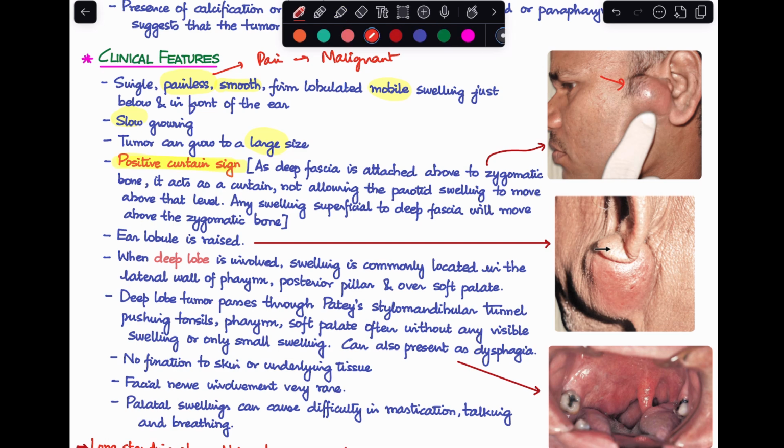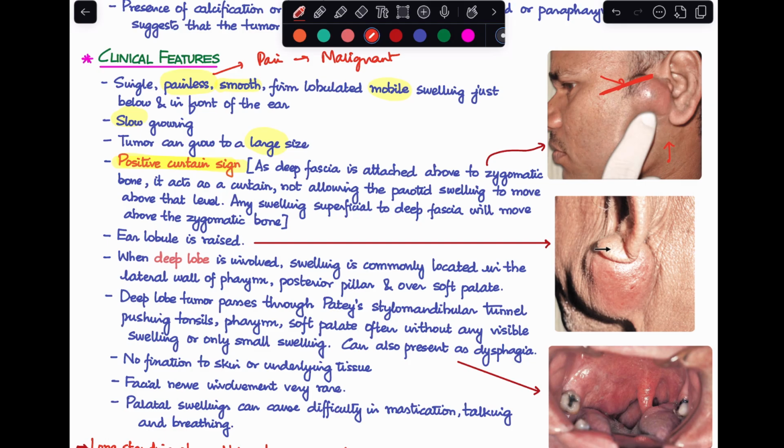So what is the positive curtain sign? The first image over here is reflecting the positive curtain sign. We know from anatomy of the parotid gland that there is a deep fascia over the parotid gland which gets attached to the zygomatic bone over here. Because of this attachment, this fascia acts as a curtain. It does not allow the parotid swelling to move above the level of the zygomatic bone.